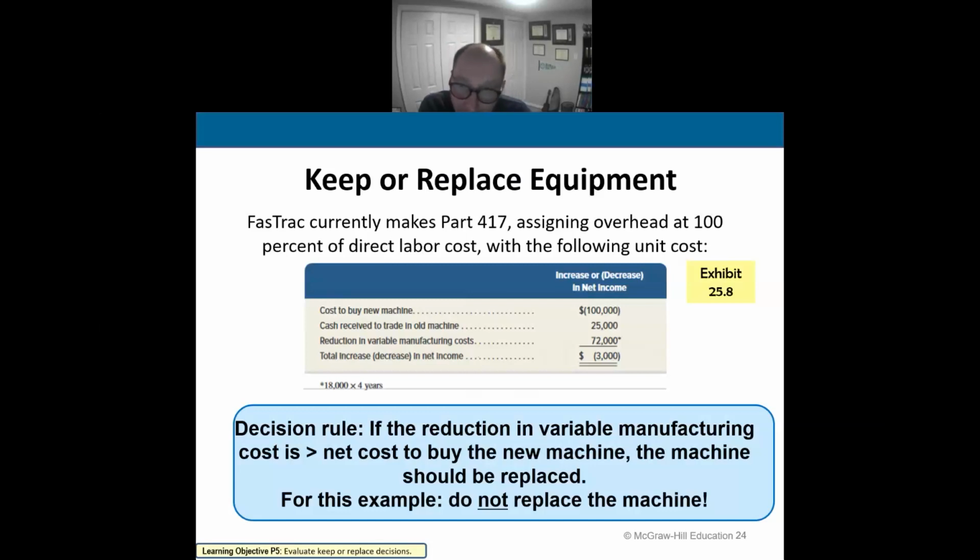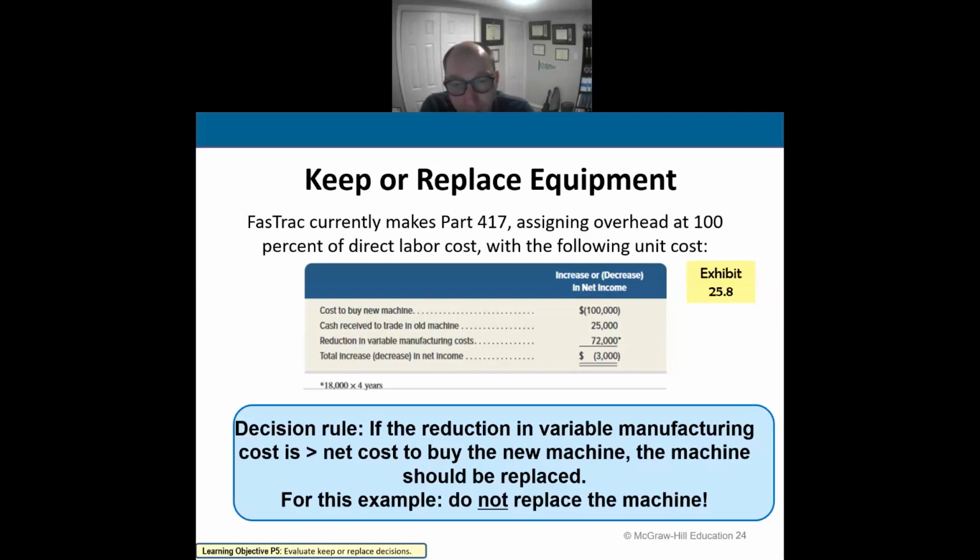Our company, we make wiper blades. We assign 100% of our overhead to match our direct labor cost. We know that because we talked about that. 100%. It's a fixed rate.